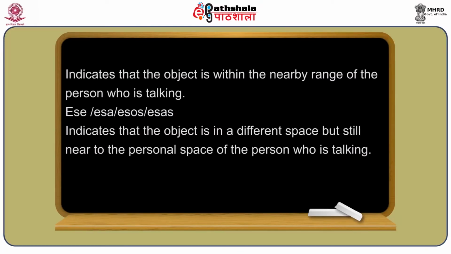Now let's see the use of the demonstratives. So as I said, este, esta, estos, estas, meaning this or these, indicates that the object is within the nearby range of the person who is talking. Ese, esa, esos, esas indicates that the object is in a bit different space but still near to the personal space of the person who is talking.